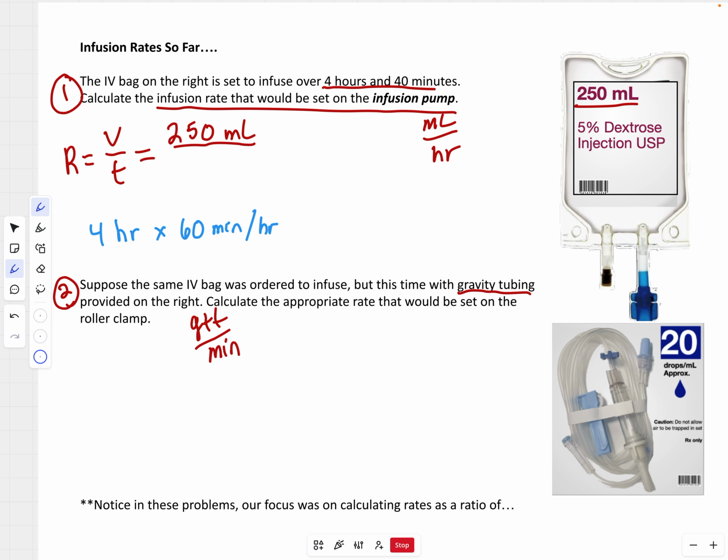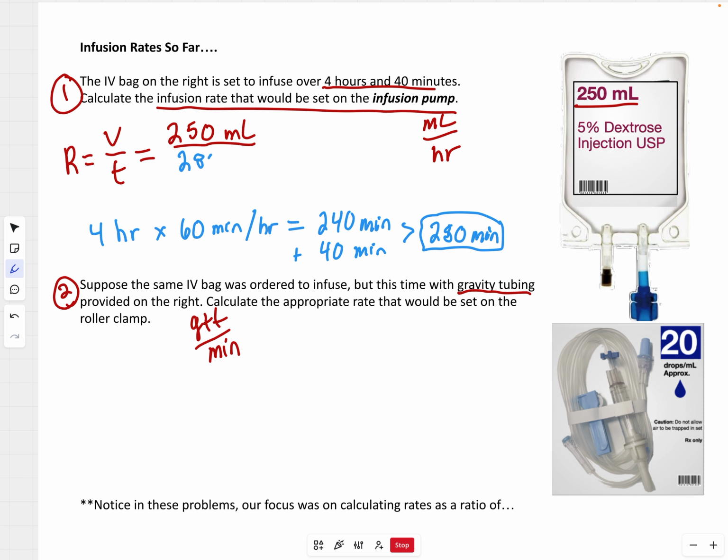So I'm going to go ahead and just first turn those 4 hours into 240 minutes, and then I'm going to add those other 40 minutes to that. So this infusion will be running for 280 minutes. That is the infusion time. There are 60 minutes in an hour, so I multiplied that by 4, added those 40 minutes. So that means my infusion time is 280 minutes.